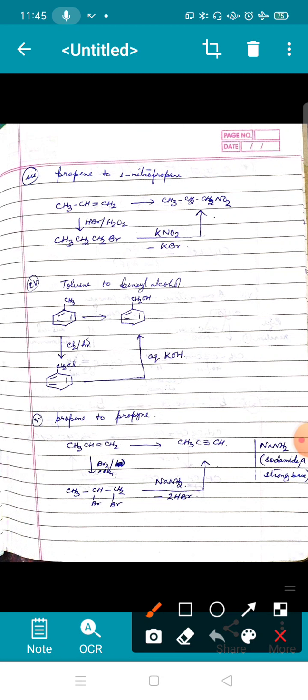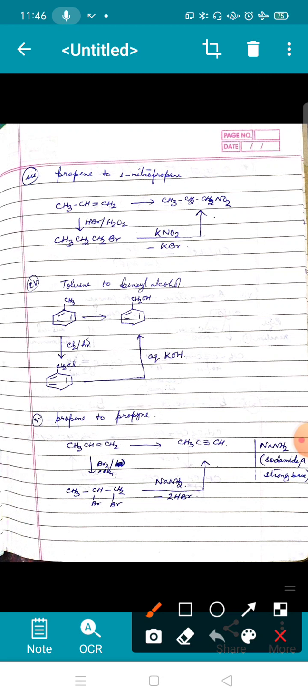So how can we carry this out? Let's think backward. We know by nucleophilic substitution reaction we can introduce nitro in the chain, provided we have a halogen here. Now how can we get the halogen in 1 position? If we do Markovnikov's addition, then bromine will come to position 2. And if you treat it with KNO2, sorry, not KNO2, it should be AgNO2, please make a correction, then NO2 will come to carbon 2. But that is not my requirement. My requirement is NO2 should be in carbon 1.